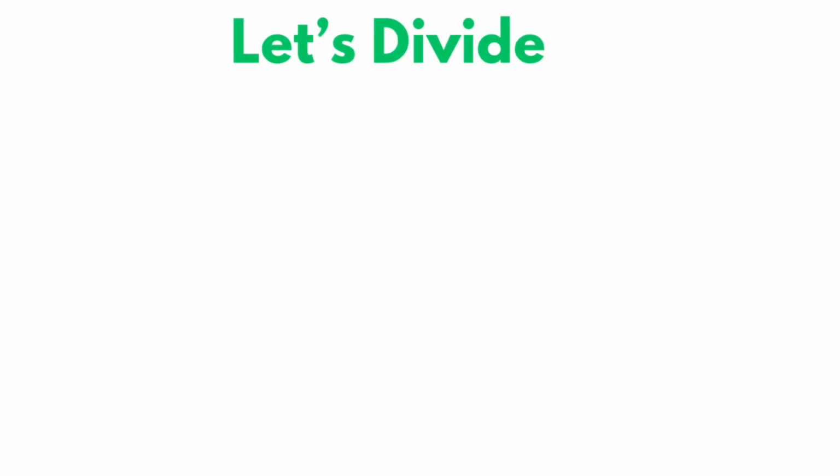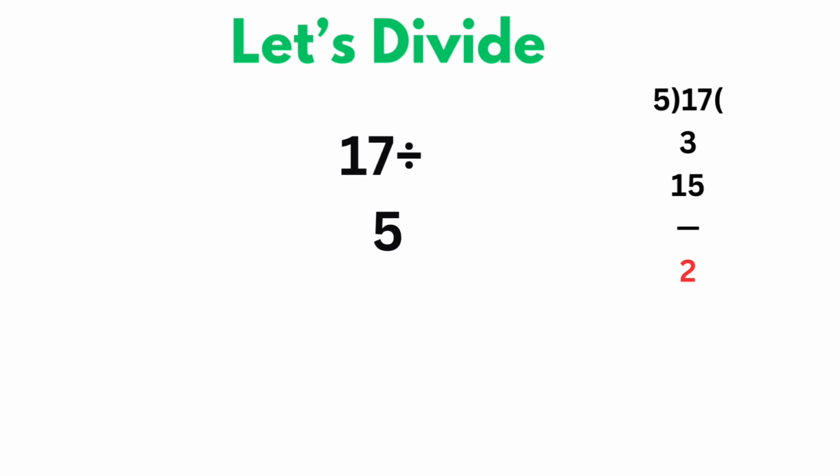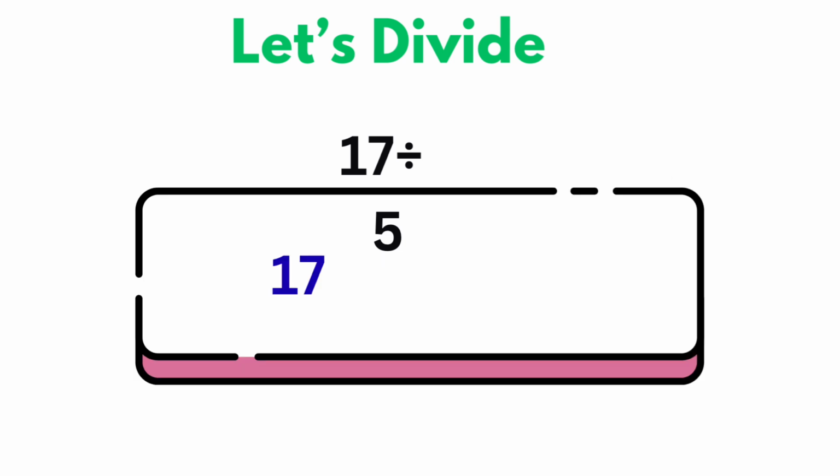Let's start with something you already know. Suppose I divide 17 by 5. 5 goes into 17 3 times and 2 is left. So we can write this as 17 equals 5 multiplied by 3 plus 2. Nothing complicated so far, right?